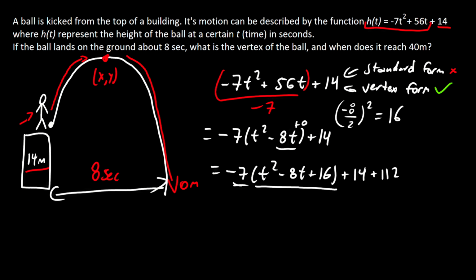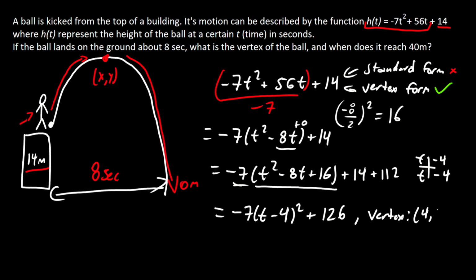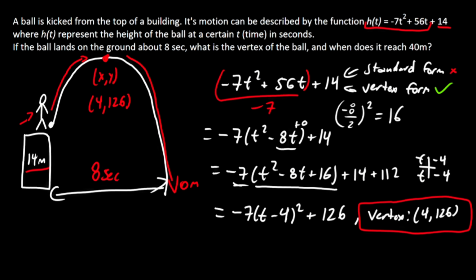Now we can factor what's inside the bracket, and so t times t is t squared, and two numbers that can multiply to get 16 but add up to get negative 8 are negative 4 and negative 4. Since these numbers are the same, that means that we have a perfect square, and so we write negative 7 times t minus 4 squared plus 126. From this, we can find that our vertex coordinate is 4 and 126. The 4 represents our x coordinate, and the 126 represents our y coordinate, showing that the ball reached its max height of 126 meters at 4 seconds. Remember that when we take a number out of the bracket, it's always going to be the opposite sign. That answers the first part of this question.